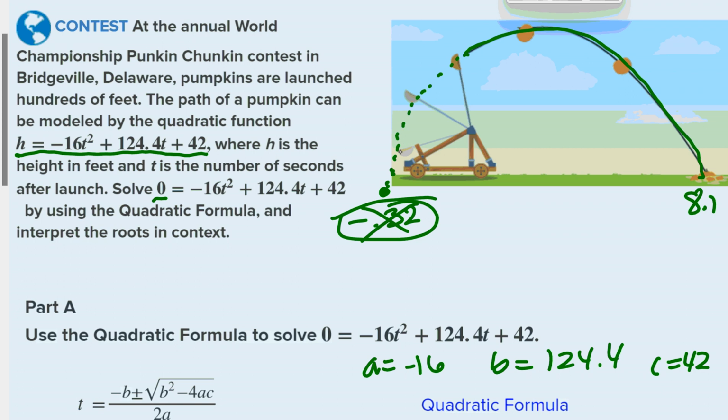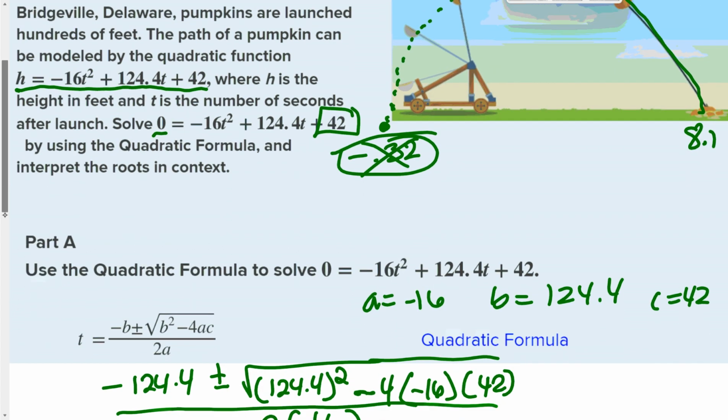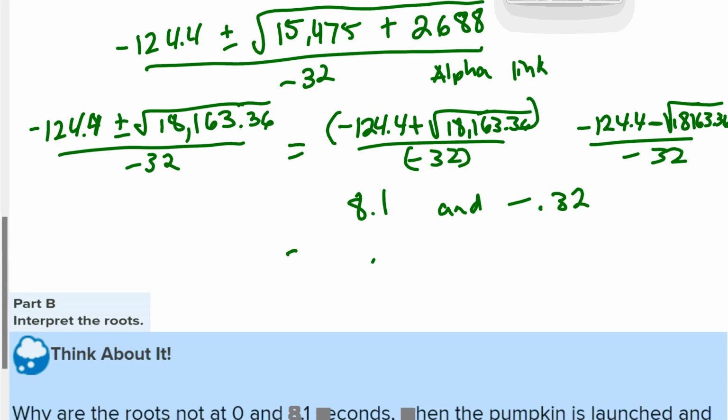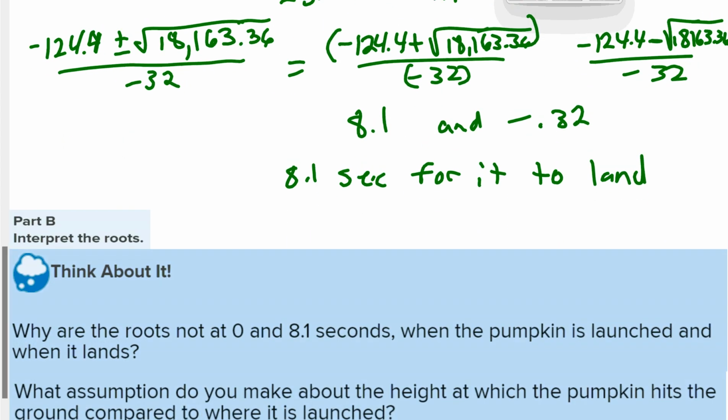I don't need that one because I start higher, right? I start at 42. That's the difference here: it takes 8.1 seconds for the pumpkin to hit the ground. Negative 0.32 is irrelevant because that would be going backwards, since I start at a height of 42.